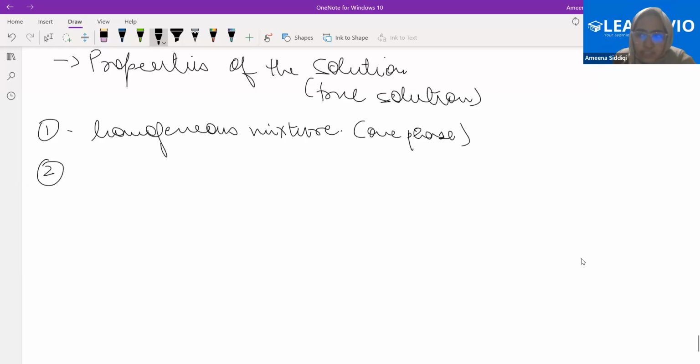Secondly, can you tell me the second property? That is not a property. Can you tell me about the particle size here? The solute particles are actually very tiny and dissolve. So the particles in a solution are not visible to the naked eye.